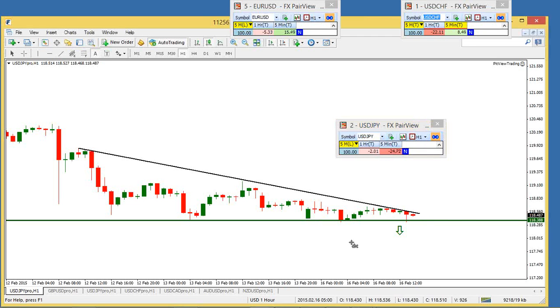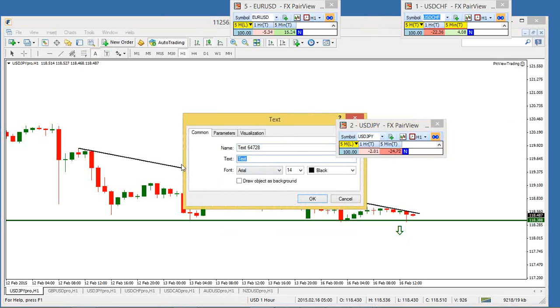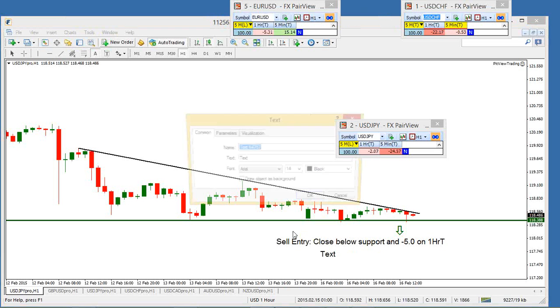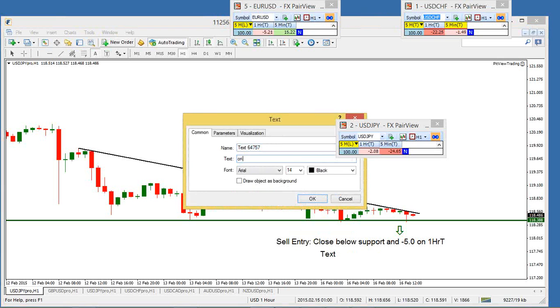So a sell entry for us today, and it would be nice if we get it during class, is a close below support. And a -5 on the 1-hour totals. Or if it does close through support on that 1-hour time frame, as long as it closes below that support level, you can also look for it if it's at like a -20 on the 5-minute totals.